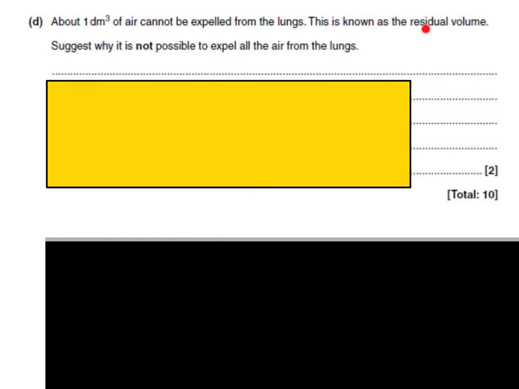This is known as residual volume. Suggest why it is not possible to expel all the air from the lungs. Well, one of the reasons is as you exhale, you'll be continually releasing air out of your lungs into the environment, and therefore the pressure in here will drop. So there'll come a point where the pressure outside your lungs, the atmospheric pressure, is equal to the pressure in the lungs, and that means there'll be no pressure gradient. So the absence of a pressure gradient means that air will no longer move out of your lungs.